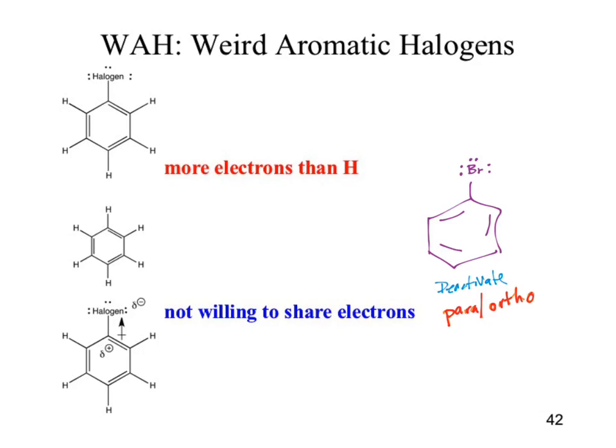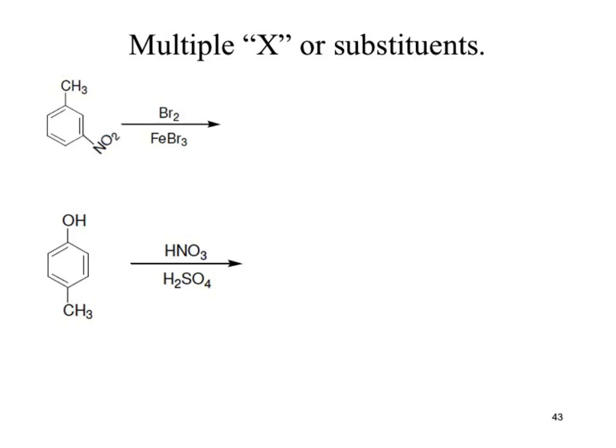By now you should be pretty solid at resonance. If not, here's your opportunity to shine with your memory. So, multiple substituents. Let's take a look at the first one. Where do you expect the bromination to occur? Okay, so we have the methyl group. Where does the methyl direct? Okay. Para or ortho. Why are you choosing to ignore the nitro?